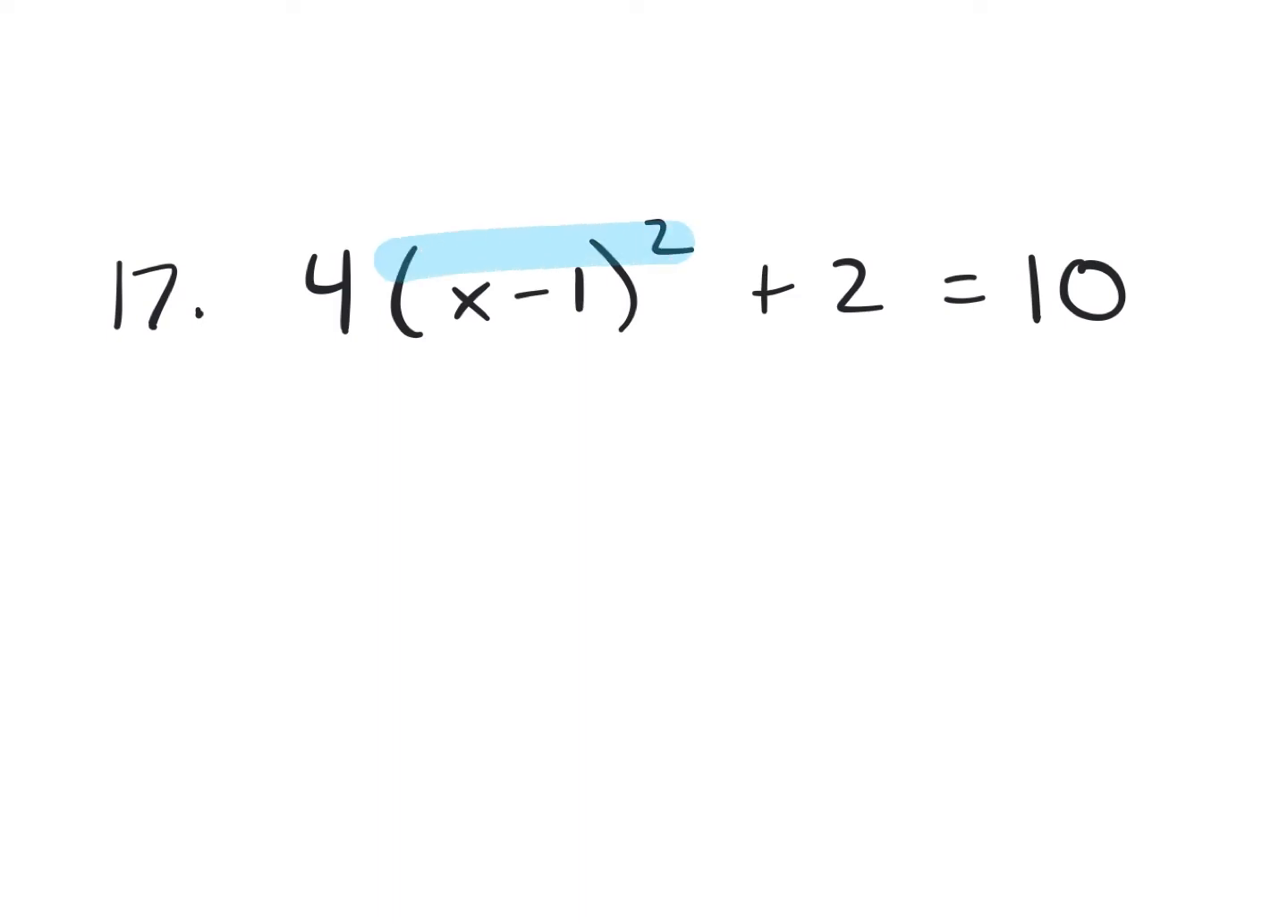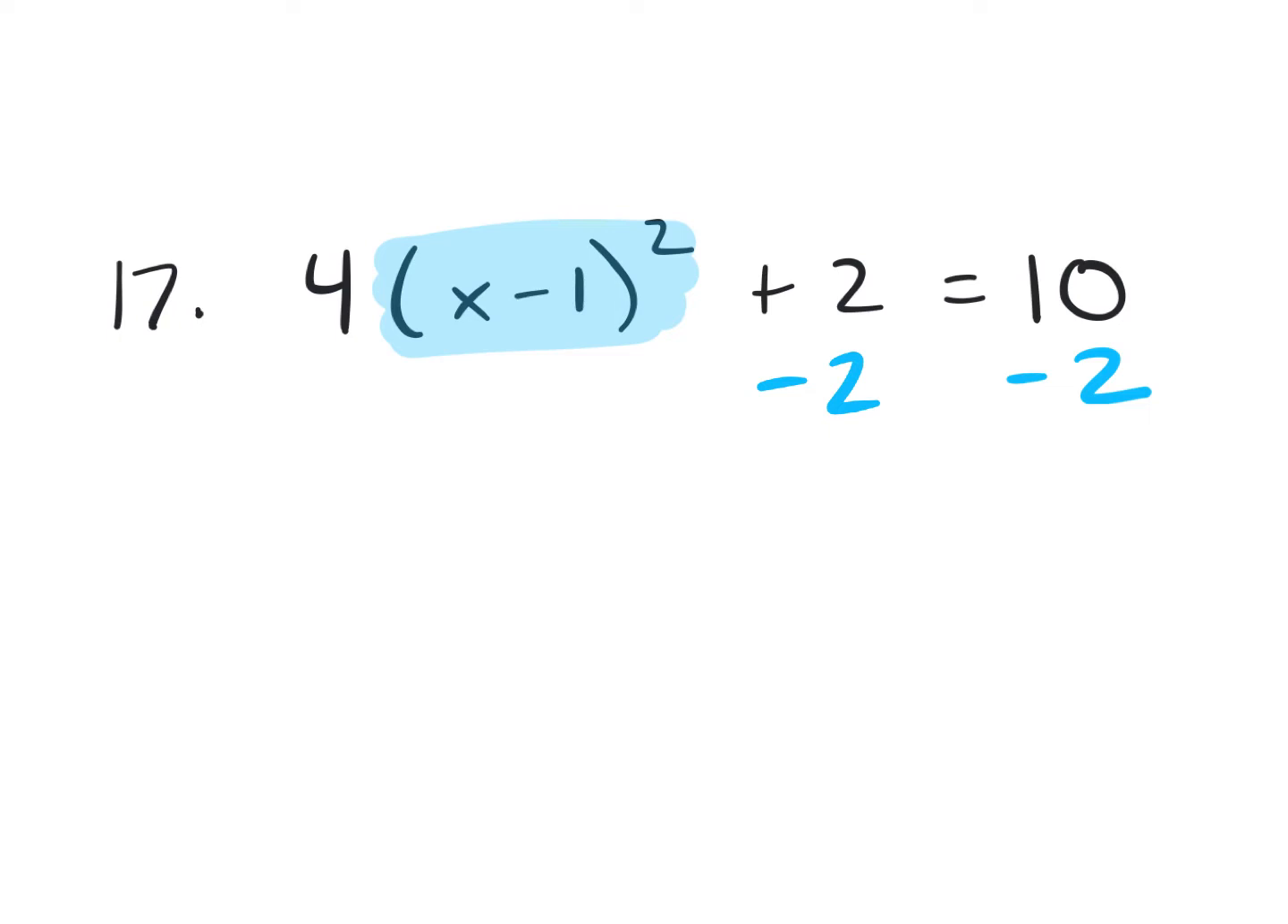So just like the last one, I want to get this squared part all by itself first. So what do you think I need to do first to get that all by itself? Before I square root it, I have to get it alone. Not going to distribute because I can't distribute the 4 in there if it's squared. Definitely can't do that. How can I get the x minus 1 squared all by itself? Before I divide by 4, what else could I do? Subtract 2. I want to move that 2 to the other side.